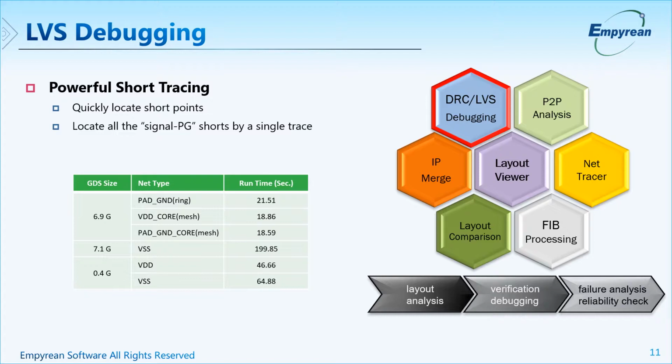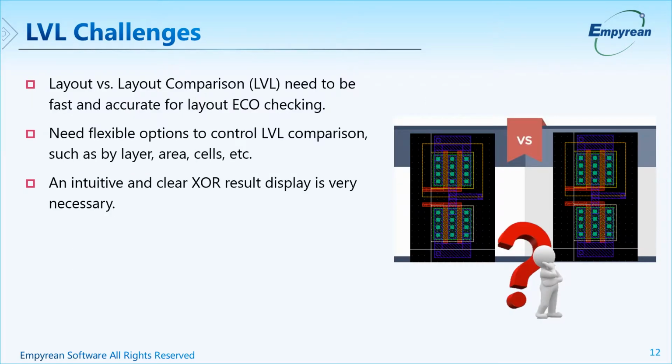In the chart, you can see how fast Skipper can trace the PG nets in different design sizes. It is necessary to make sure the edits you made to the design are as intended, and the new version of the layout does not contain any surprises before moving on to the next step. LVL is the function that can compare two layouts and display the differences.